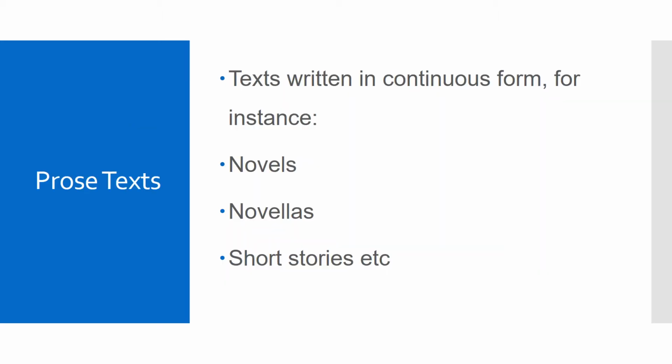The first thing that you need to understand is what is prose. Prose texts are written in continuous form. Anything which is written in continuous form is known as prose. For instance, the novels, the novellas, and the short stories.